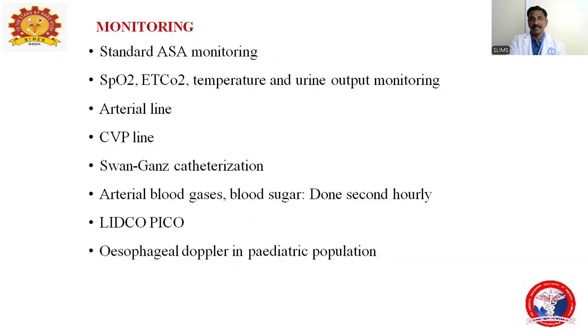Monitoring. Standard ASA monitors are usually used intraoperatively. That includes SpO2 monitoring, end-tidal carbon dioxide monitoring, temperature and urine output monitoring. Invasive blood pressure monitoring is mandatory in pheochromocytoma surgery. CVP line, Swan-Ganz catheter is optional. Arterial blood gas analysis, routine blood sugar.